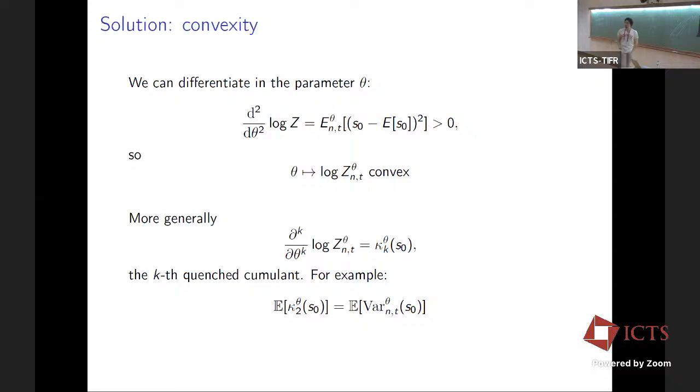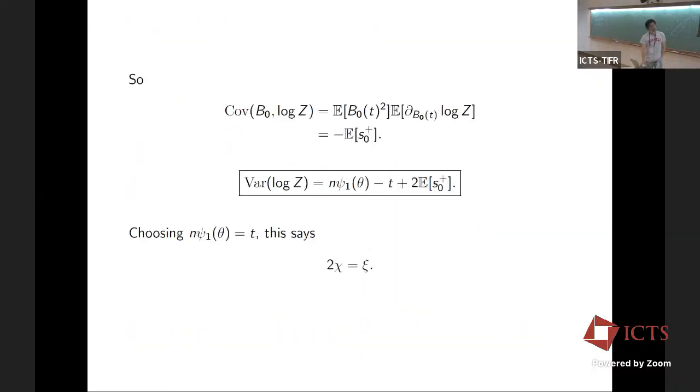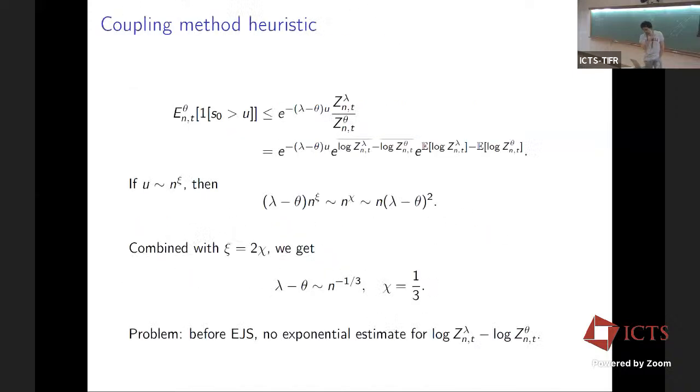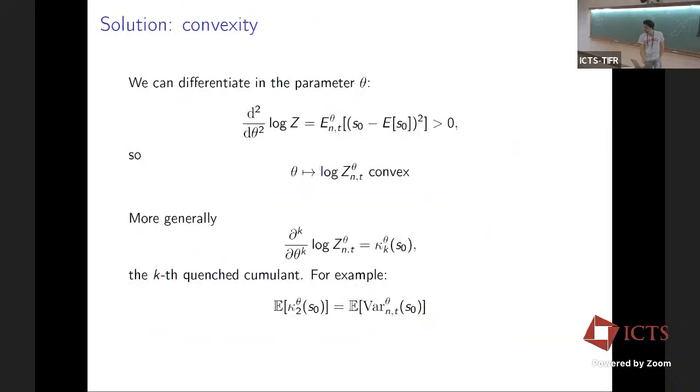So how can that help us? Why would we want to do this? Remember, we want to get a relation. We have this relation, which is one relation between chi and xi, one relation between the variance and SCO plus. We want a different relation. And this different relation, instead of being exponential Chebyshev, is going to be convexity.